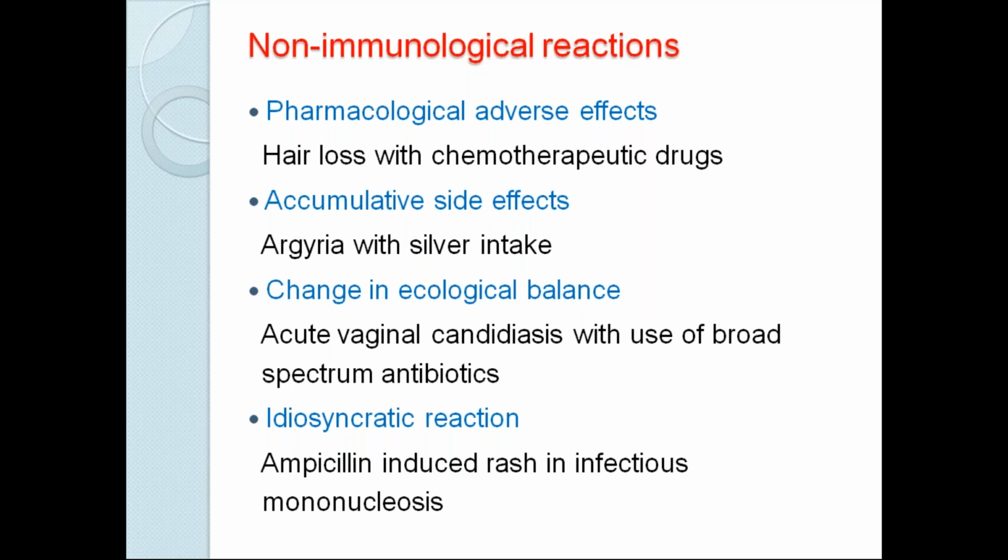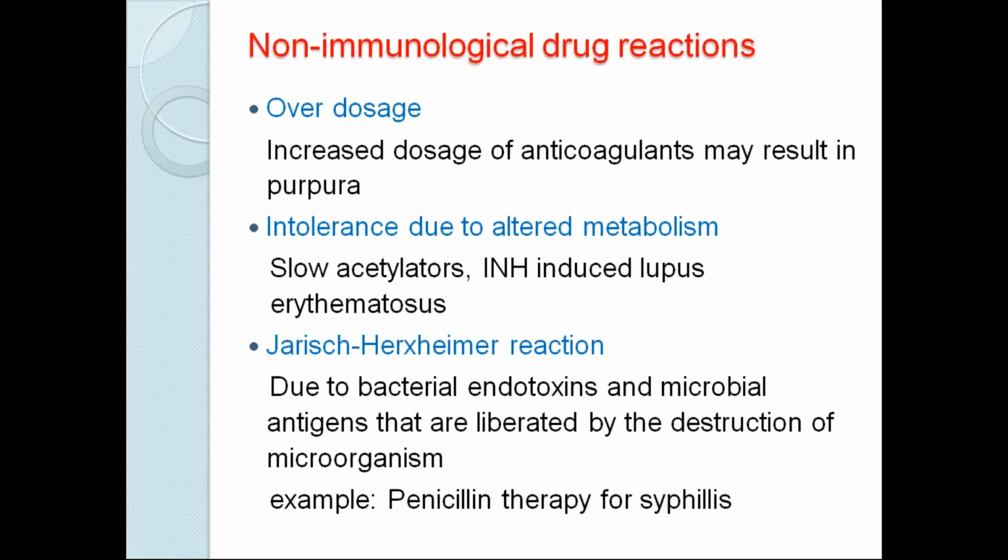And there are idiosyncratic reactions, meaning unique to a person. Ampicillin induced rash in infectious mononucleosis is an example. And next, as you know, drug overdose. Increased dosage of anticoagulants may lead to purpura. And sometimes there will be intolerance due to altered metabolism.